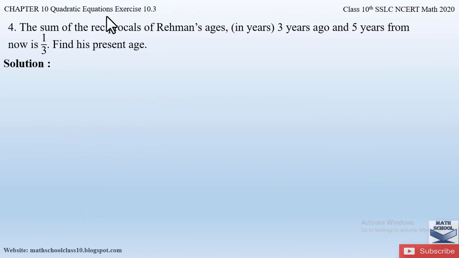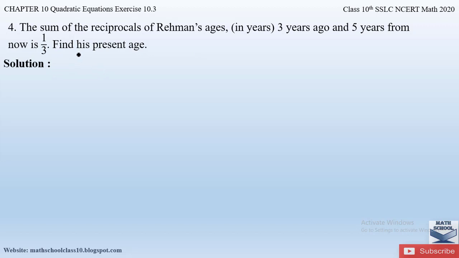Question number 4 from exercise 10.3, chapter 10, quadratic equations says: the sum of the reciprocals of Rahman's age in years 3 years ago and 5 years from now is 1 by 3. Find his present age. Here they're asking us to find Rahman's present age, and they have given us the sum of the reciprocals of his age 3 years ago and 5 years from now is 1 by 3.